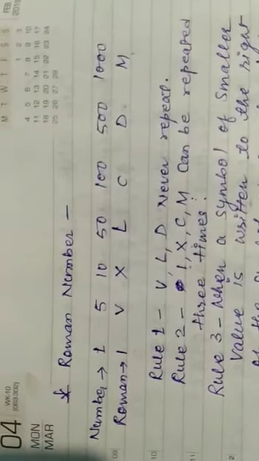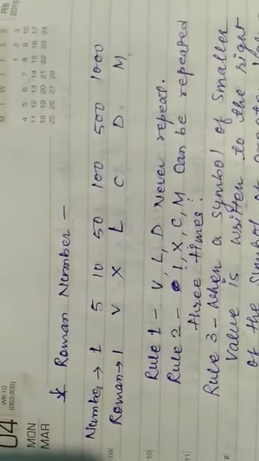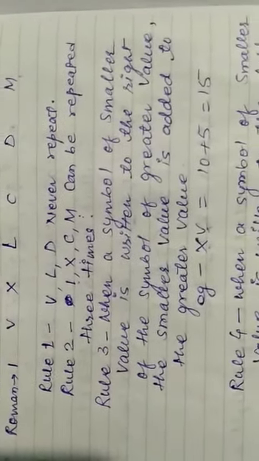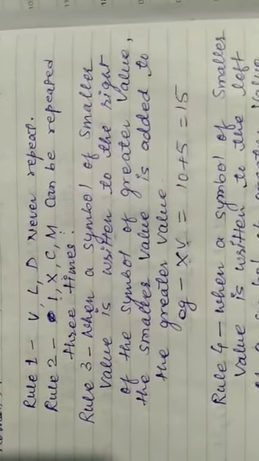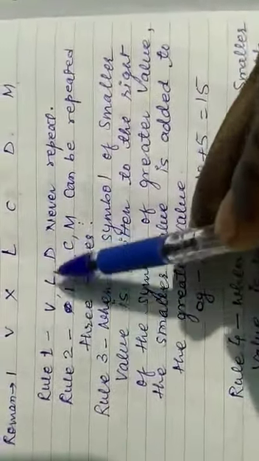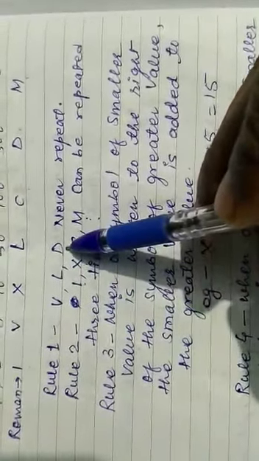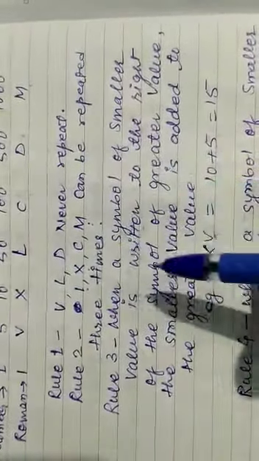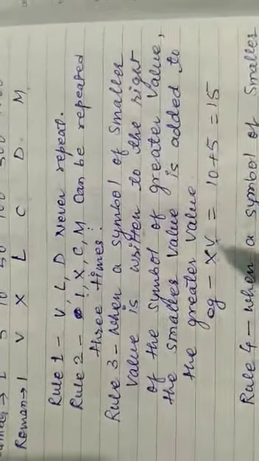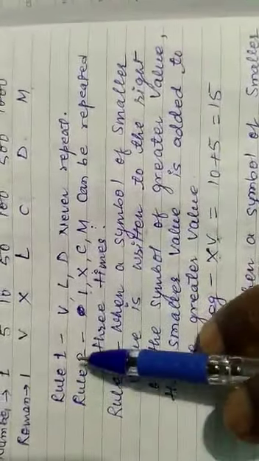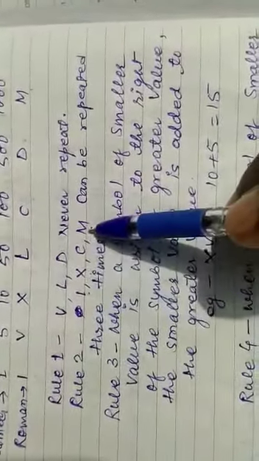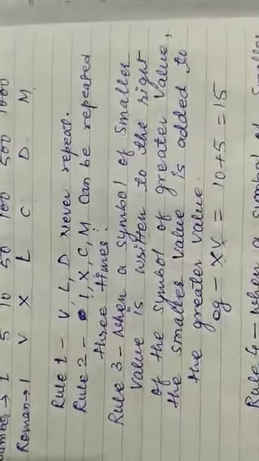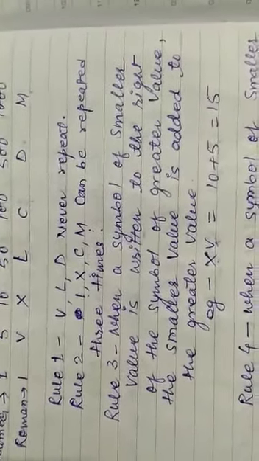Before converting number to Roman, you need to know some rules for making a Roman number. Rule number one is V, L, D. V means 5, L means 50, D means 500. These never repeat. In a Roman number these cannot be repeated; they appear only once. Rule 2: I, X, C, M, that means 1, 10, 100, 1000, can be repeated, but only a maximum of 3 times.